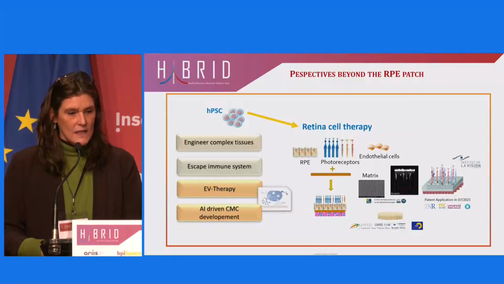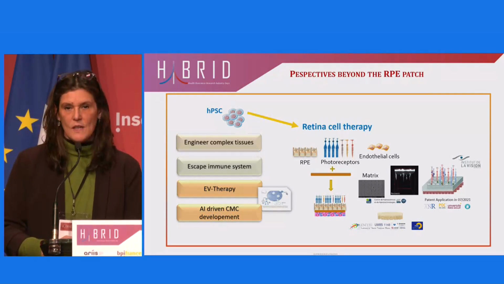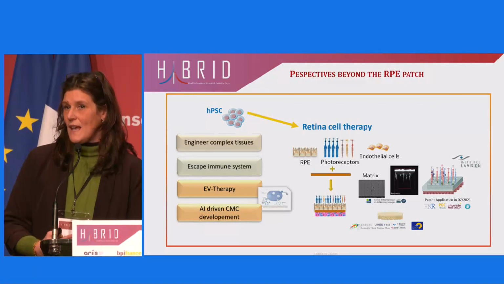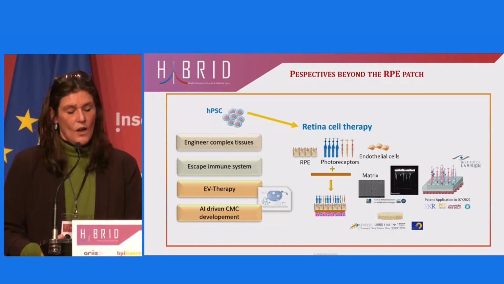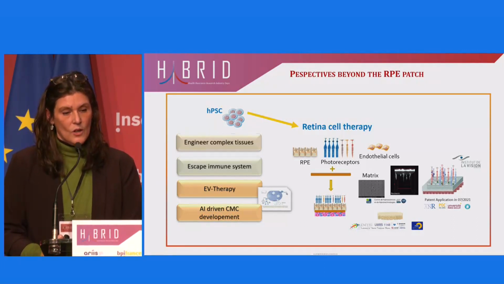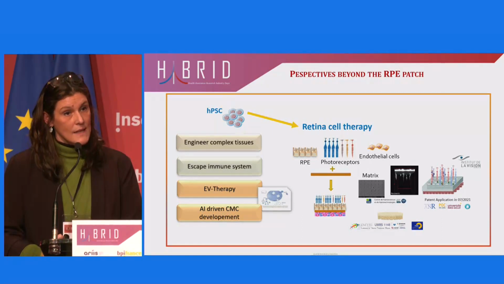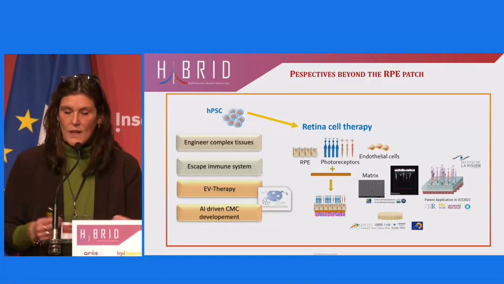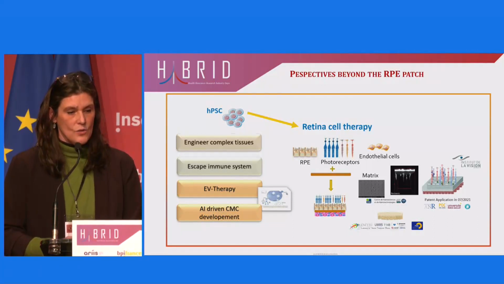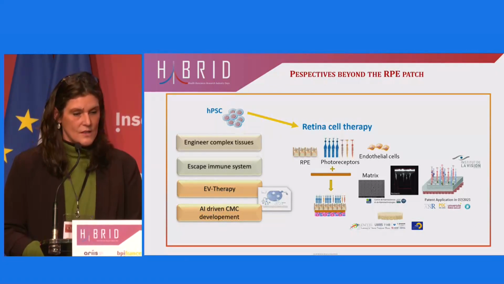And finally, what are the perspectives beyond this RPE patch? Of course, it is to add the other types of cells that are in the retina, so adding photoreceptors on the patch. It's work that we are performing in collaboration with the Institut de la Vision, and also with some physicists in Paris-Saclay, because we need matrices, we need scaffolds to put the cells together and to do some tissue engineering, to have more complex tissues to cover the entire spectrum of retinal dystrophies.